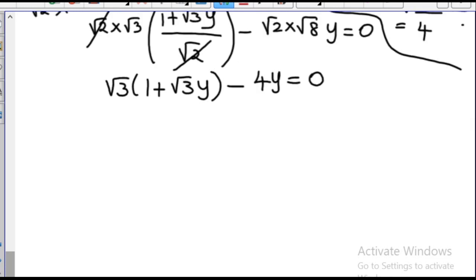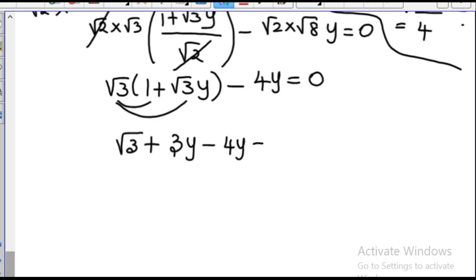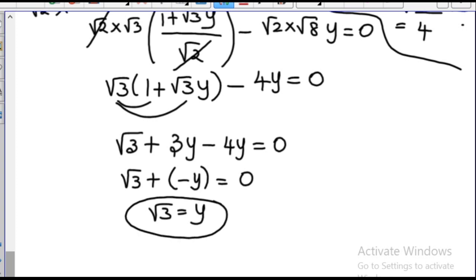Okay, so what do you get next? You can multiply. So root 3 into 1, plus root 3 into root 3. If you have the same value in two roots, when you multiply you will get the same number. Root 3 into root 3, you will get 3. So root 3 plus 3y minus 4y is equal to 0. So that is nothing but minus y is equal to 0. So this minus y, take it to the next side. That means you will get root 3 is equal to plus y. So y value is root 3.